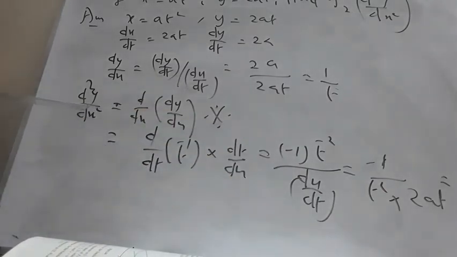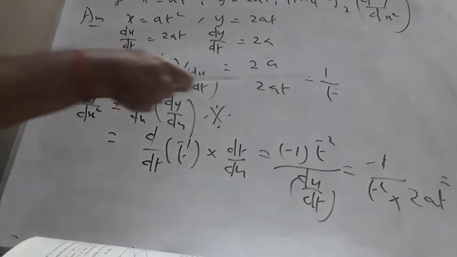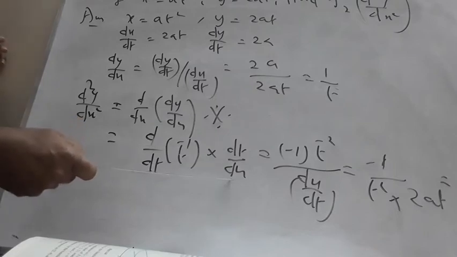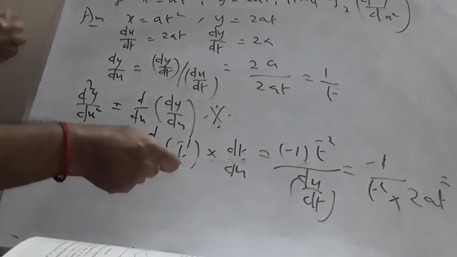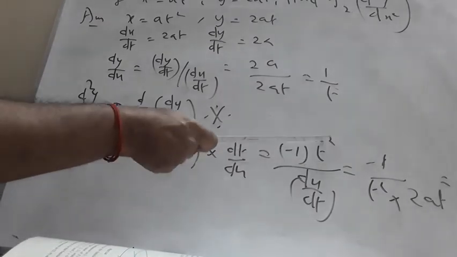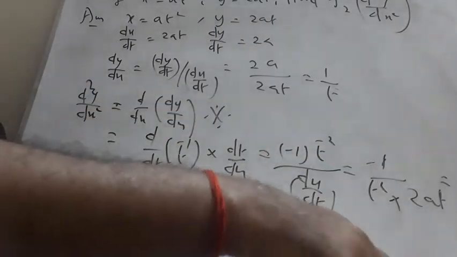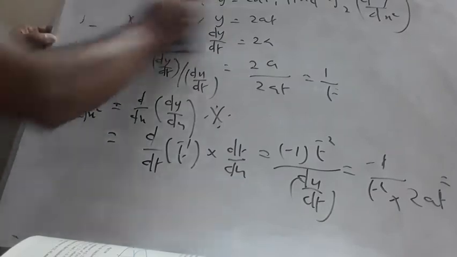I will repeat only the second part. d square y by dx square is d by dx of dy by dx, but it is in terms of t. So d by dt of t power minus 1 into dt by dx, this is the chain rule of differentiation. The differentiation here is minus 1 t power minus 2 by dx by dt. This is brought down. dx by dt is nothing but 2at. Therefore, minus 1 by 2at cube will be my second order derivative.